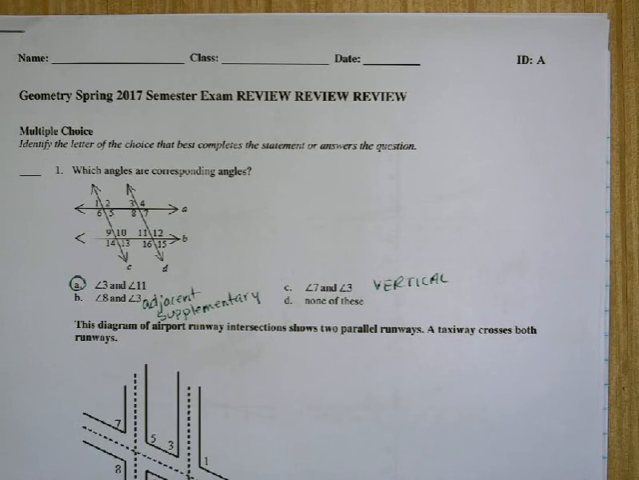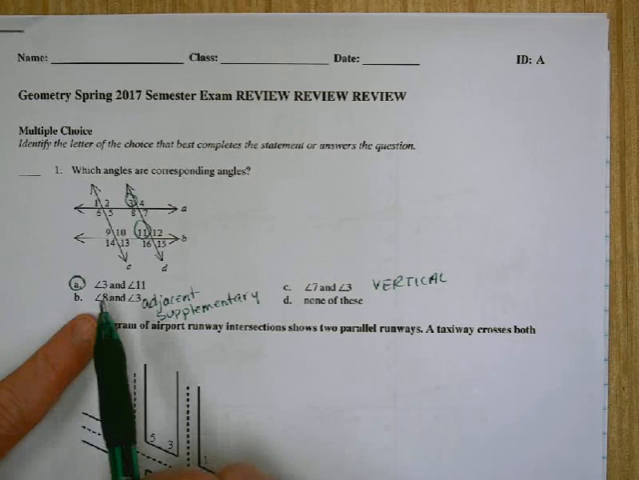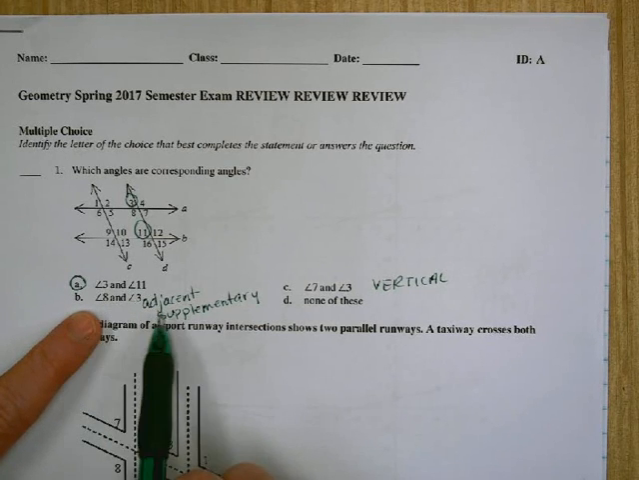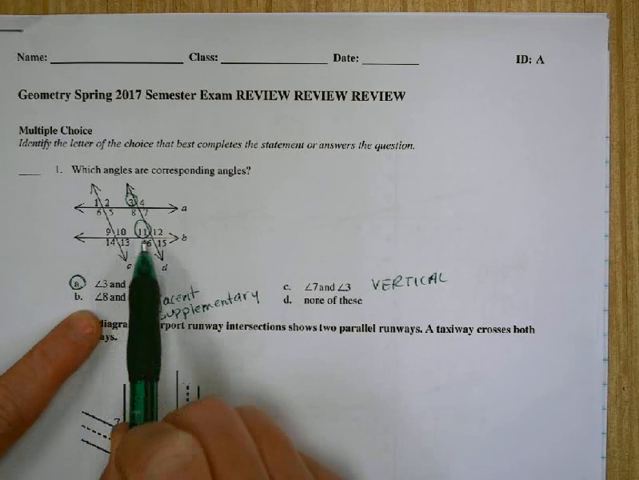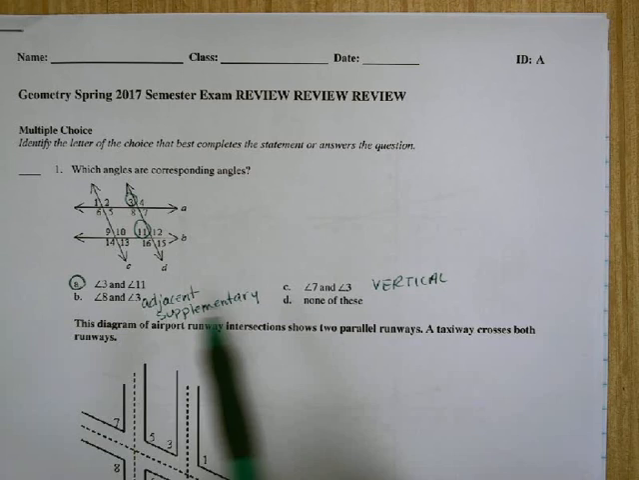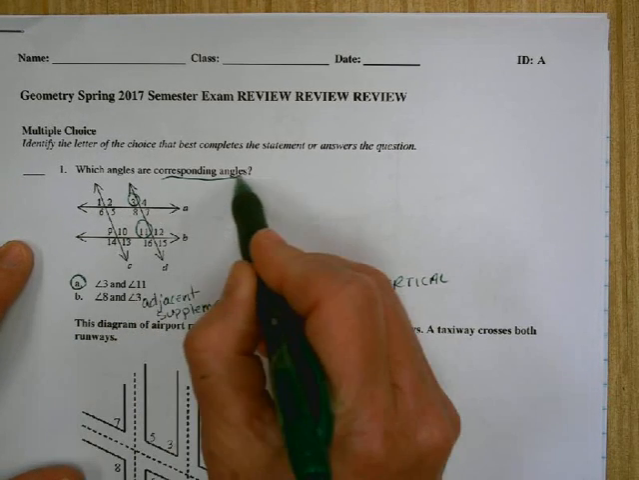In this picture, the answers are 3 and 11. 3 and 11, so that's answer A. Adjacent, supplementary, or a couple of words we'd use to describe 8 and 3. They are adjacent, they are supplementary. 7 and 3 are vertical, but the ones that are corresponding are 3 and 11.